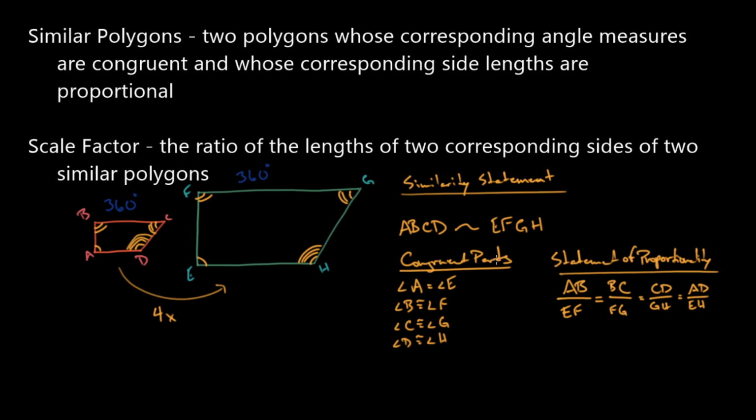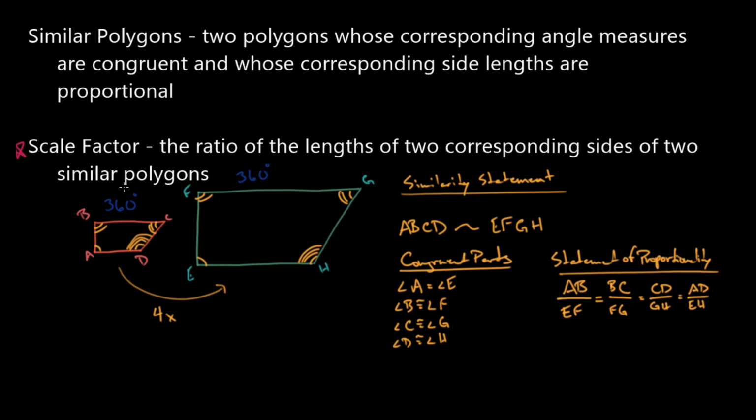So I have my similarity statement, I have my congruent parts, and I have my statement of proportionality. And this statement of proportionality, this ratio of the sides, we actually have a name for, and it is the scale factor. The scale factor is the ratio of the lengths of 2 corresponding sides of 2 similar polygons. And what we're going to find out is our scale factor is so much more than just the ratio between the side lengths. It's actually the ratio between any of the linear measurements in these 2 polygons.